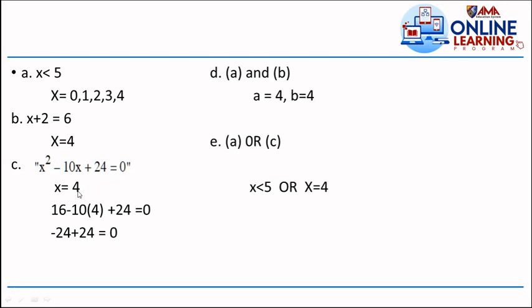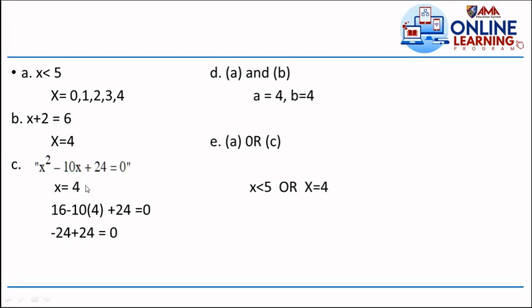Okay? If you're going to substitute dito, no? 4 squared is 16 minus 10 times 4, we have 40 plus 24. So 16 minus 10 by 4, so we have 10 by 4 is 40. 16 minus 40, the answer is negative 24. Plus 24, so therefore, 0 is equal to 0. Ibig sabihin nun, to make this statement to be true, the value of x should be equivalent to 4.